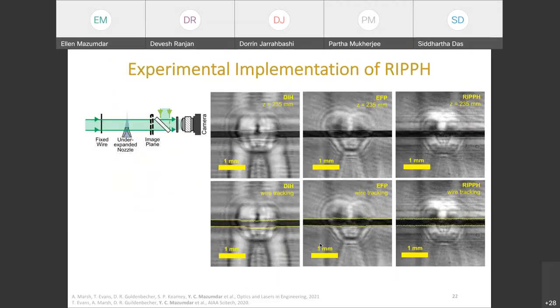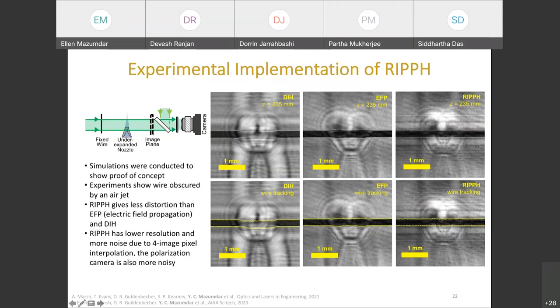So to show you some of the results, this first column is traditional digital inline holography. So you can see the distortion and the tracking on the bottom row. The second row is electric field propagation. It's much more similar to what they do in microscopy. So there's still going to be phase distortion because there were no cancellation steps. And then RIF-H, or RIF, at the very end, we can see that there are no distortions. The only difference with RIF is that you actually get a little bit more noise because you're trying to interpolate for all the pixels. But otherwise, it gets rid of all these distortions for you.